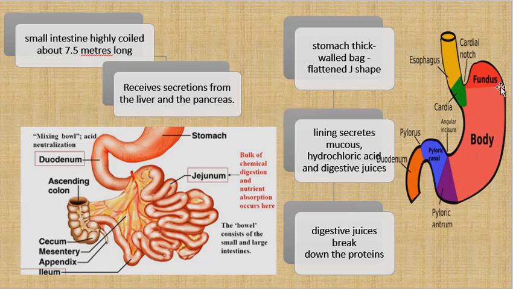It comes into the stomach. This is the body of the stomach. The stomach has portions called the fundus, cardia, pylorus, duodenum and acid. So this is the duodenum. After the stomach, you have the duodenum. After the duodenum, you have the small intestine.